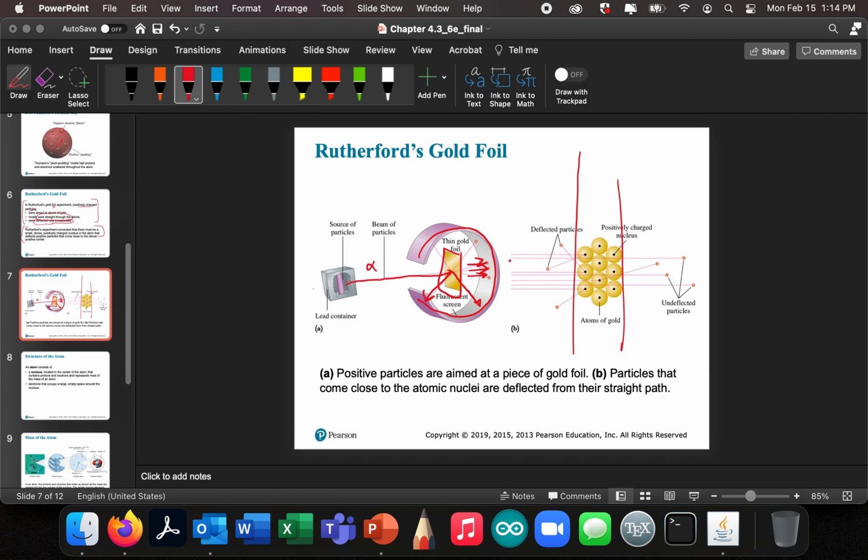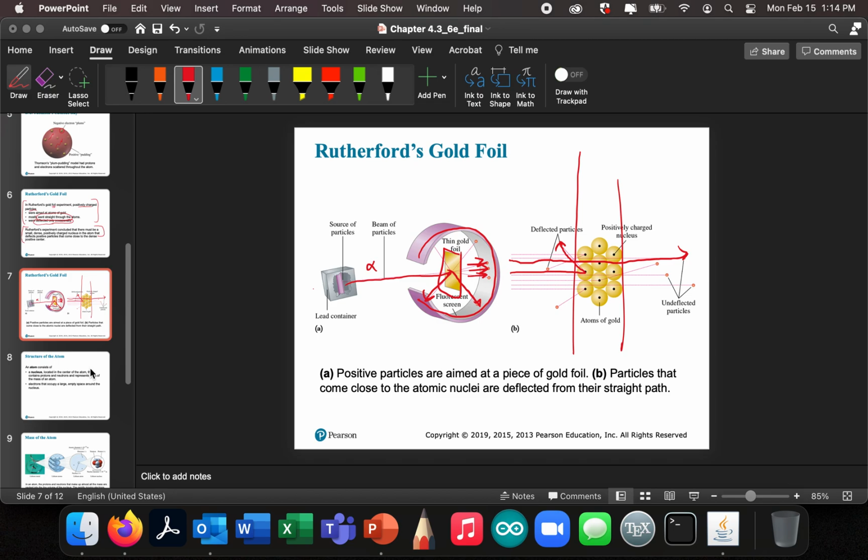You have an alpha particle coming through, and if this is mostly space, it's just going to go straight through. And most of them did. But occasionally, your alpha particle, which is a positively charged particle, would come here, and bam, it will hit the nucleus and bounce off. Okay?